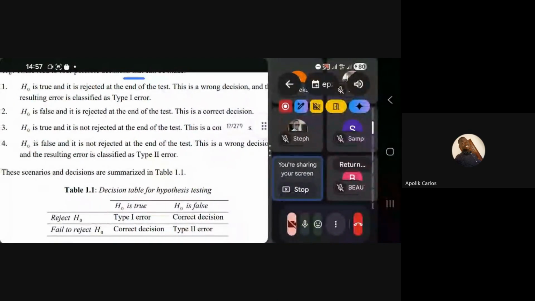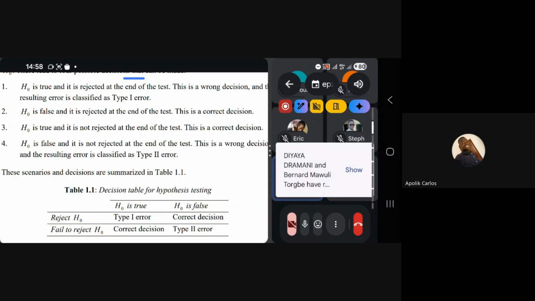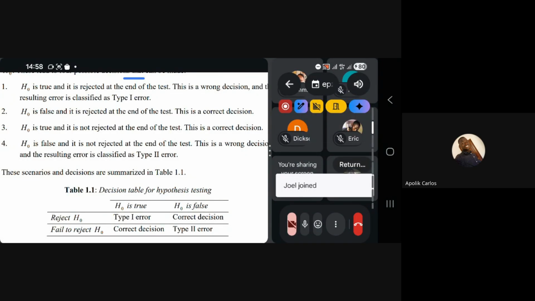What goes on in type 2 error? Okay, let's look at the second one. We are looking at the types of errors that we can commit when we are conducting a test. So the second one, please, somebody can just read it for us, then we'll discuss it. I want us to read it to get the emphasis very well. So somebody should just read it for us. Bernard, Mauli.